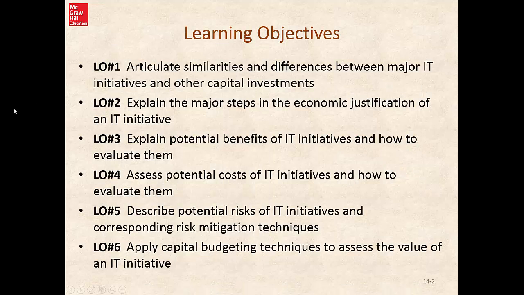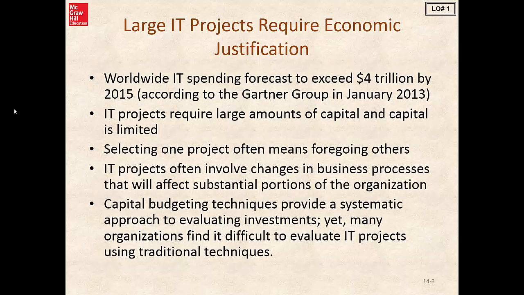So our objectives for this chapter are: 1, articulate similarities and differences between major IT initiatives and other capital investments. 2, explain the major steps in the economic justification of an IT initiative. 3, explain potential benefits of IT initiatives and how to evaluate them. 4, assess potential costs of IT initiatives and how to evaluate them. 5, describe potential risks of IT initiatives and corresponding risk mitigation techniques. And 6, apply capital budgeting techniques to assess the value of an IT initiative.